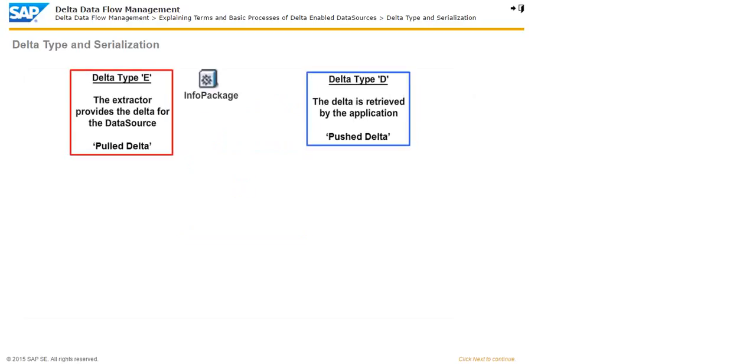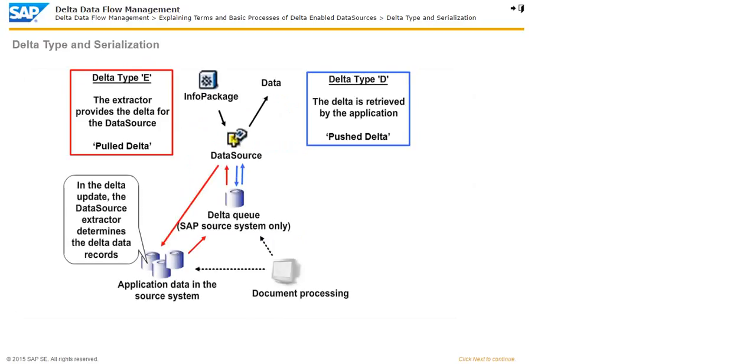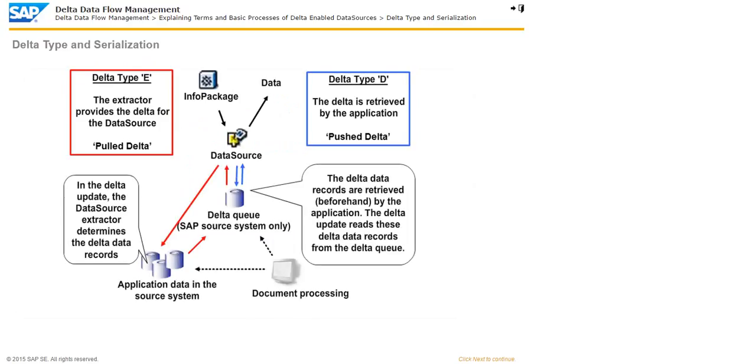The possible characteristic values of serialization are as follows. No serialization takes place. Serialization is required between requests. The data packages within a request do not need to be serialized. Serialization is required at data package level.